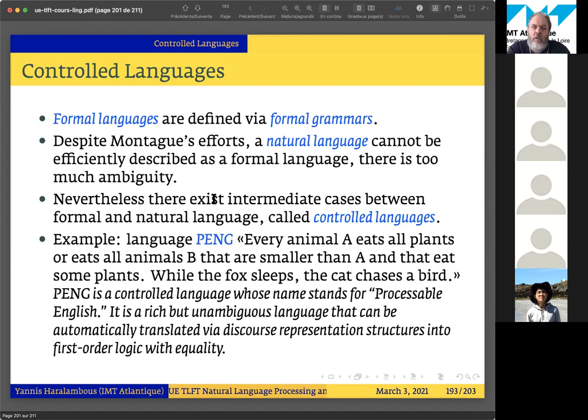Sometimes we want to deal with a given domain of knowledge or of activity, and we want to use something close to natural language so that people who are not computer scientists or engineers can use some language, but we also want some rigor. We want to avoid ambiguity. We want to have a fixed vocabulary and specific syntax rules and specific semantics. In that case, we use a controlled language.